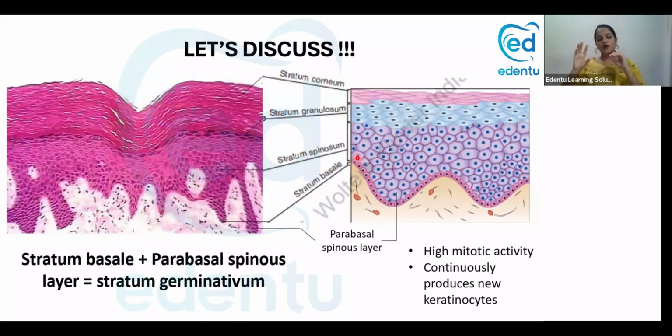This layer will also have a very high amount of mitotic activity and a very high number of mitotic figures, and they continuously produce new and new keratinocytes. So when they ask you what stratum germinativum means, remember the germ layers. Germ layers produce all the cells. So there are some cells in the epithelium here also which have the capability to produce more keratinocytes. In the stratum germinativum, it actually includes both the stratum basal and the parabasal spinous layer. They together form this stratum germinativum.